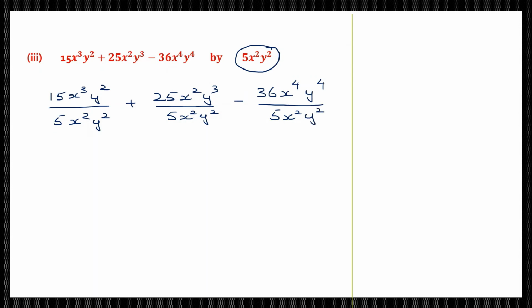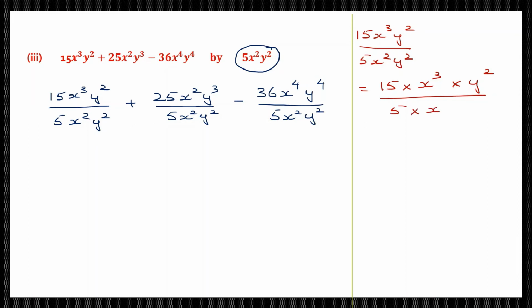So let's take each one separately. So let's take the first term 15 x to the power of 3 y to the power of 2 by 5x square y square. So that is 15 into x to the power of 3 into y to the power of 2 by 5 into x to the power of 2 into y to the power of 2. So let's cancel. We can cancel 5 and 15. 5 3s are 15. So that is 3 into x to the power of 3 minus 2 into y to the power of 2 minus 2. So, and in the denominator it's 1.